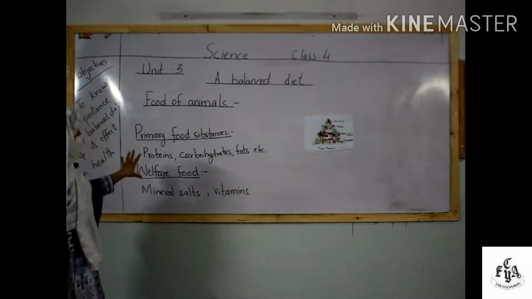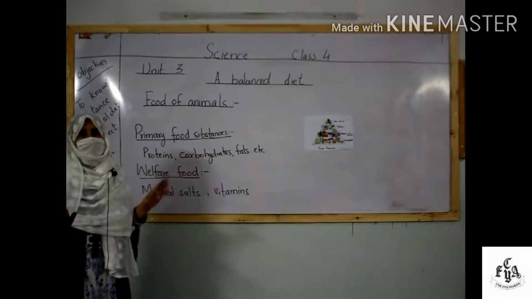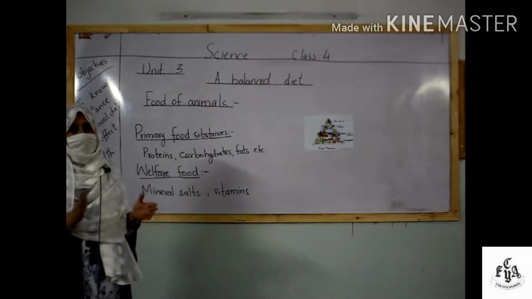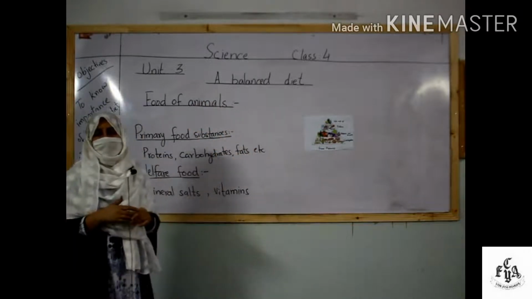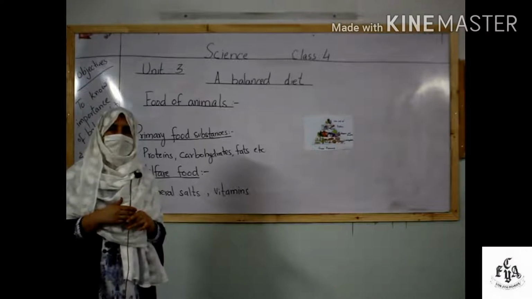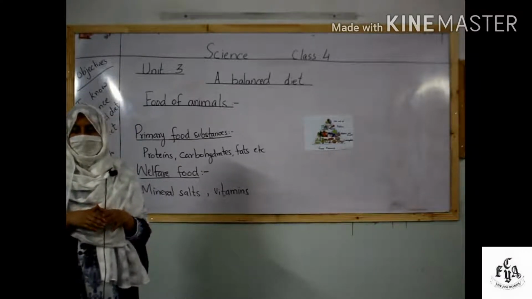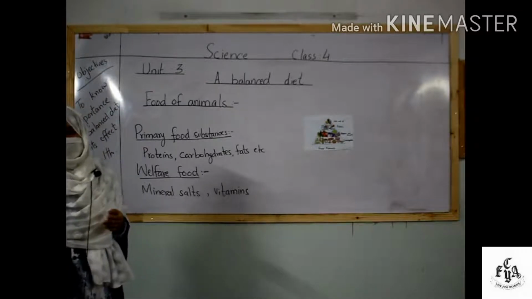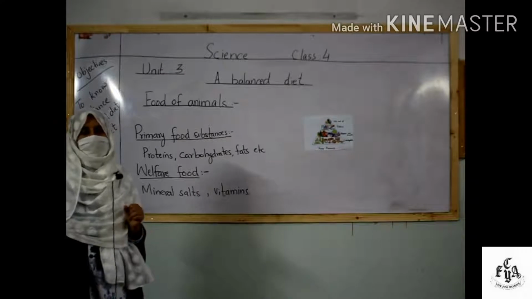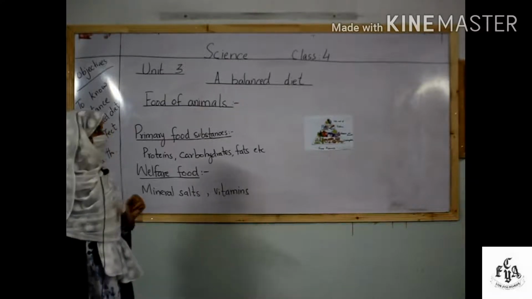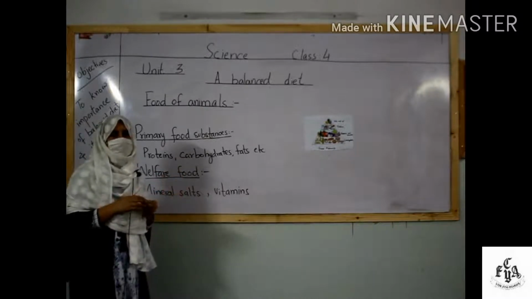So we have to take both types of foods in equal amounts. The right kind of food in the right amount is actually a balanced diet. If we are taking the right kind of food, we will be healthy. If we are taking too much food, the body becomes fat, while if we eat too little food, we become thin and weak. So for this balanced diet, we have to study and know about the food pyramid.